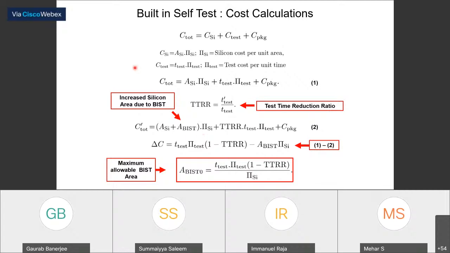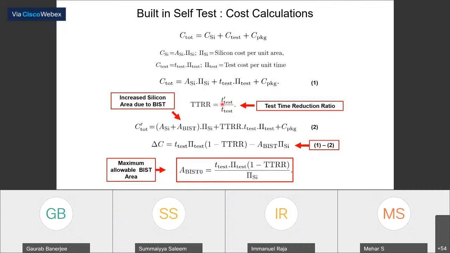So let me tell you a little bit about the test economics before we jump deeper into this. I told you that when you make a chip, the total cost is made up of the cost of silicon, the cost of testing, and the cost of packaging. Let's break this down. Let's say the cost of silicon is equal to the area that you consume on silicon multiplied by the silicon cost per unit area, which we call pi silicon here. Similarly, the cost of testing is the time you take testing the chip multiplied by the test cost per unit time. This is a very important variable used by people in the test industry, and it is represented by pi test. So the total cost is equal to silicon area multiplied by cost of silicon per unit area, plus test time multiplied by cost of testing per unit time, plus the cost of packaging, which for the time being we've kept as a fixed cost.